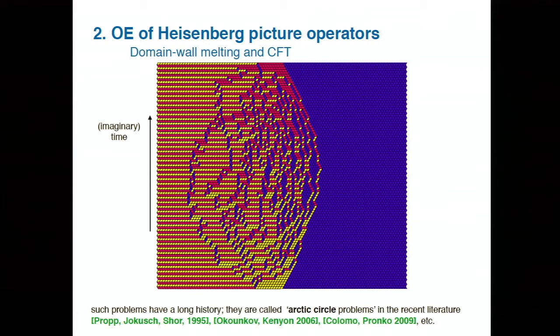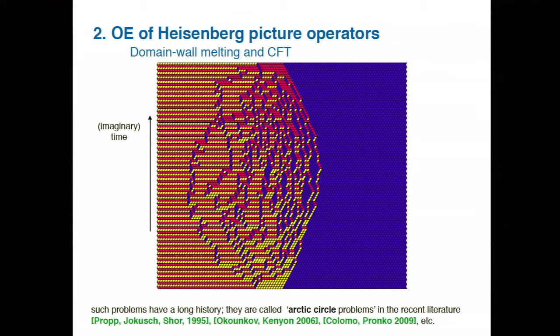So the degrees of freedom are completely frozen on the right, completely frozen on the left, but then there's a region in the middle that emerges that looks like an ellipse here, where the degrees of freedom are actually fluctuating. And so this kind of problem has a long history, both in physics and math, and also in computer science, and it's been dubbed the Arctic Circle problem by these people.